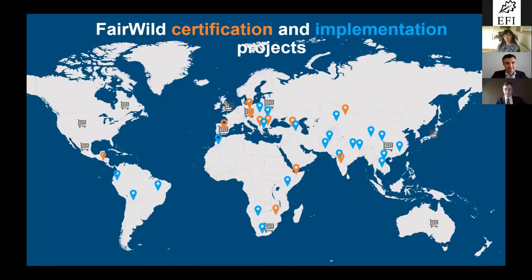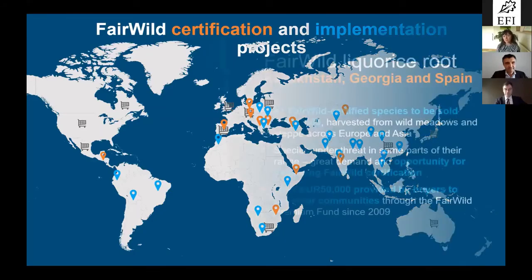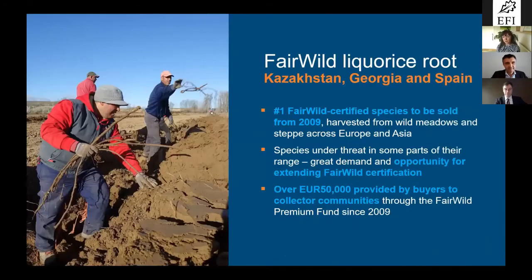So in addition to FairWild being implemented at the field level, of course, this is a global trade, and this is an important drive for enabling this trade and more robust supply chains through consumer demand. Just to give an example of a flagship product for FairWild, FairWild licorice root is the first FairWild certified species and has been in certifications that are FairWild certified in Kazakhstan, Georgia, and Spain.